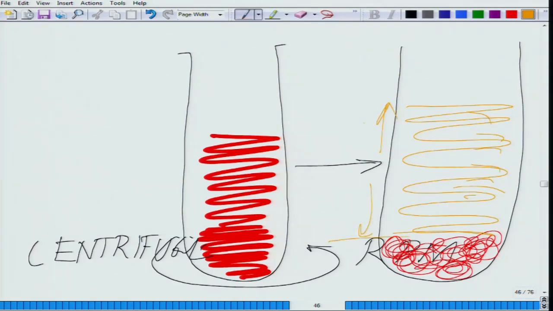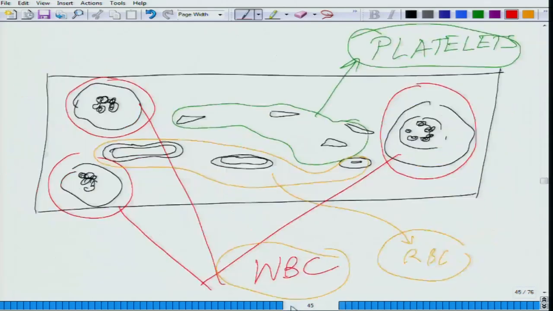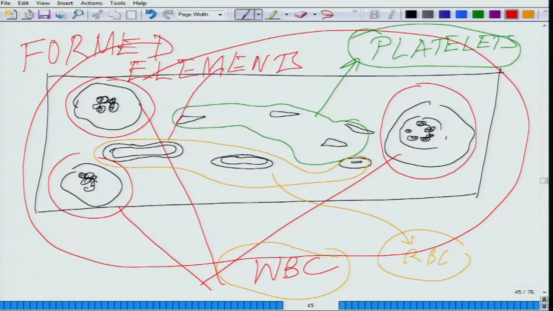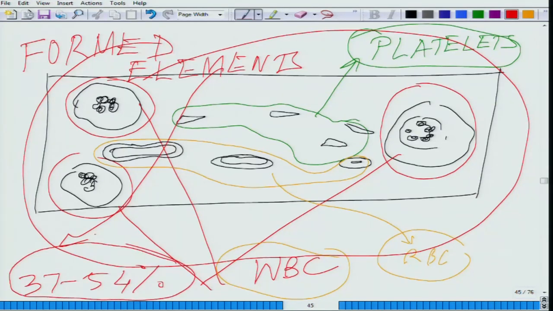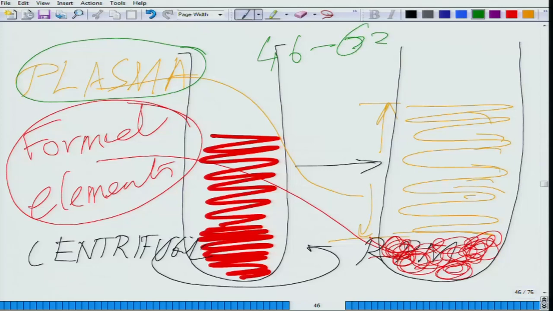This fluid component, which you separate out, is called plasma, and this cellular component, we can call it a cellular component, or technically it is called formed elements. And these formed elements are nothing but what I showed you here. These are the formed elements: WBCs, RBCs, and platelets. So now put the name for that, formed elements. And if I have to do a volume percentage ratio for this, these formed elements are around 37% to 54%, whereas the plasma component out here varies from 46% to 63%.